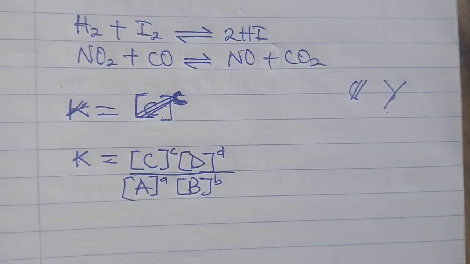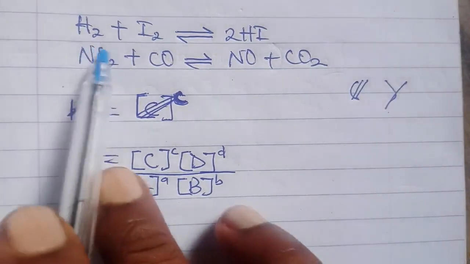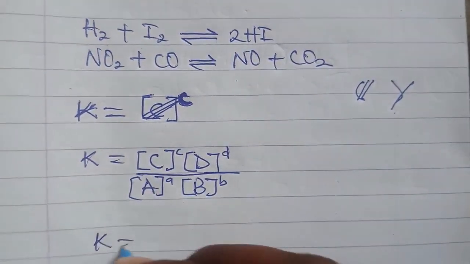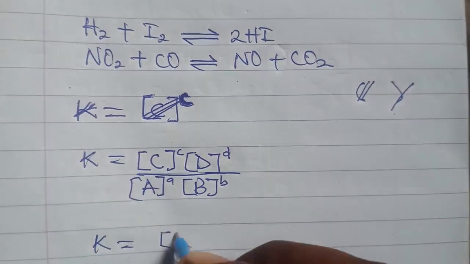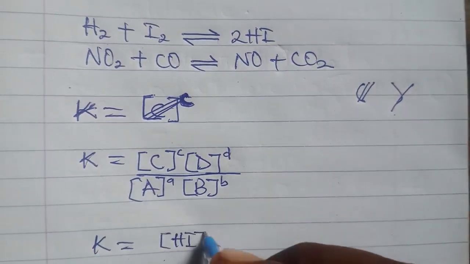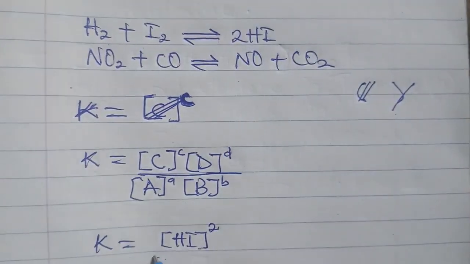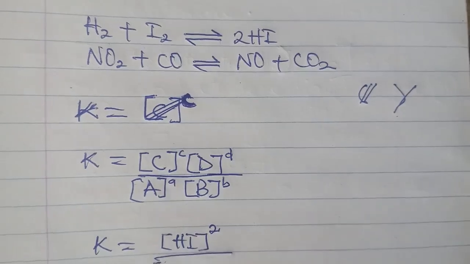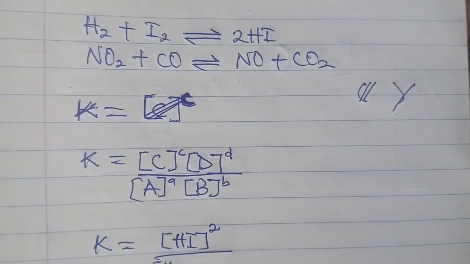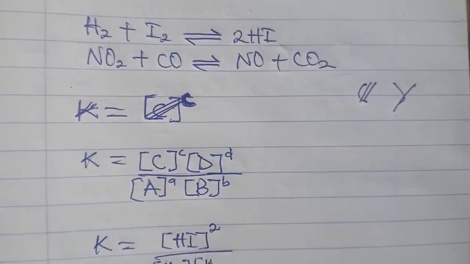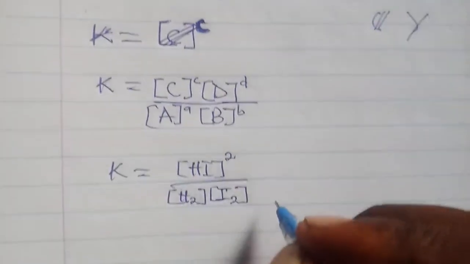So now let's write the equilibrium constant for this reaction. We're going to have that K will be equal to the concentration of hydrogen iodide raised to the power the number of moles, which is 2, divided by the concentration of hydrogen multiplied by the concentration of iodine. That's it.